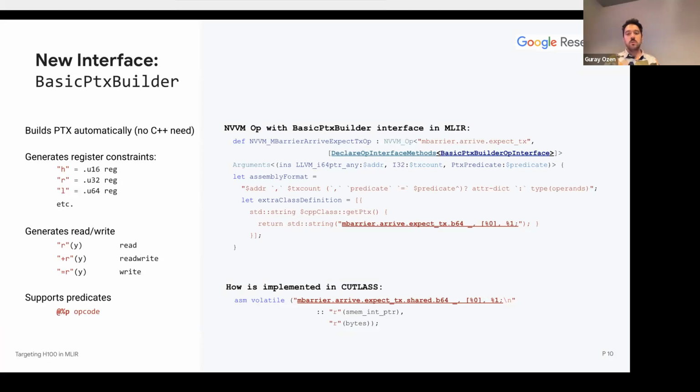What you need to do is declare this interface in your op, and you create the op. That's what we do in MLIR; you need to create an op anyway. And what you need to do is give the PTX instruction that you want. For example, on the screen, I am showing you the transactional barrier and arrive transactional barrier. You can copy and paste from Cutlass into the NVVM op, and that is all you need to do. And the interface automatically generates the inline assembly op.